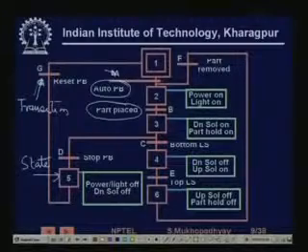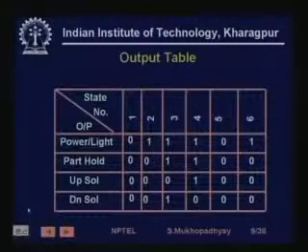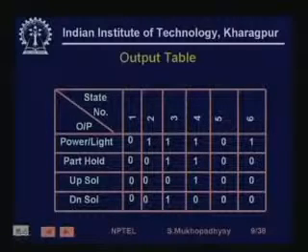So, this is what we call the state transition diagram, and these are the outputs which are exercised at different states. That is also captured in what is known as an output table. The output table says that among the four outputs that we have, namely power light switch, part hold, up solenoid and down solenoid, what their status is, whether they are on or off in the various states.